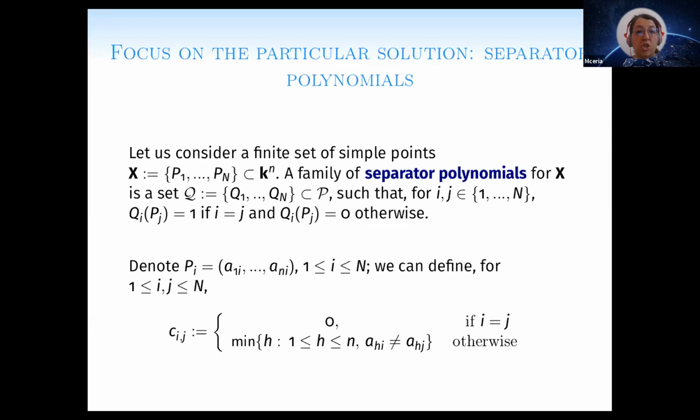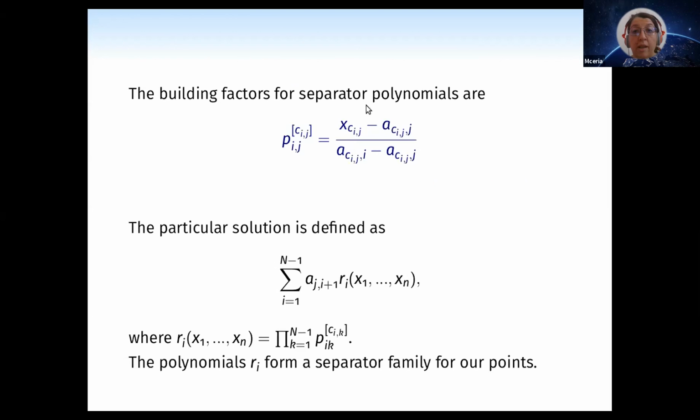In order to compute such a separator polynomial, you need to keep track of the index of the coordinate at which two points start to differ. So you start checking a couple of points, pi and pj, from the first coordinate, then the second one, and so on. When they start differing, you have this value Cij that is important for constructing the separator polynomials, because with this Cij, you can construct a building factor for the separator polynomial. These building factors are Lagrange-like polynomials that should be multiplied in a suitable way in order to get these separators. And the particular solution, in the end, is nothing more than a linear combination of these separators with some coefficients.